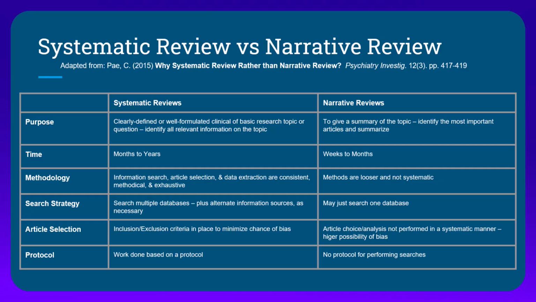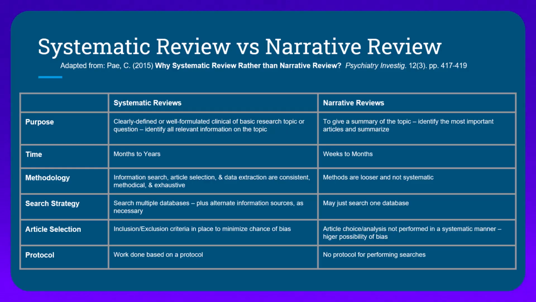The search strategies are very different as well. For a systematic review, multiple article databases will need to be checked, as there is no one database that is likely to contain all the relevant articles. In addition, alternate information sources beyond traditional article databases may need to be checked, as not all relevant information will be found in published peer-reviewed journal articles.